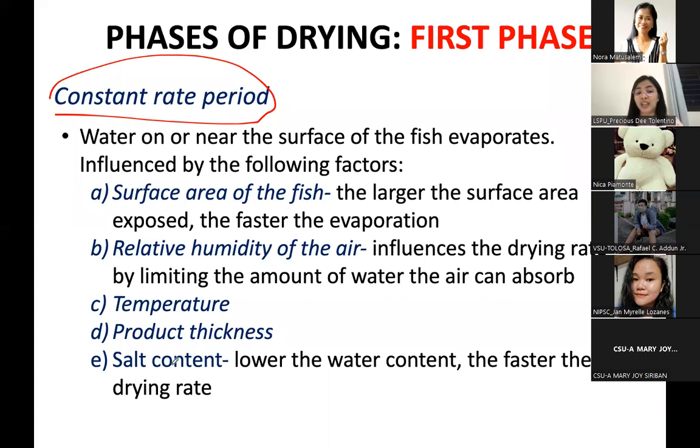The salt content, of course. Si salt content mismo, kunyari binry mo siya or ginawa mong quench salting, na lower na yung water content. Of course, during drying, konti na lang yung tubig na tatanggalin. So, the higher the salt content, then the faster the drying rate.